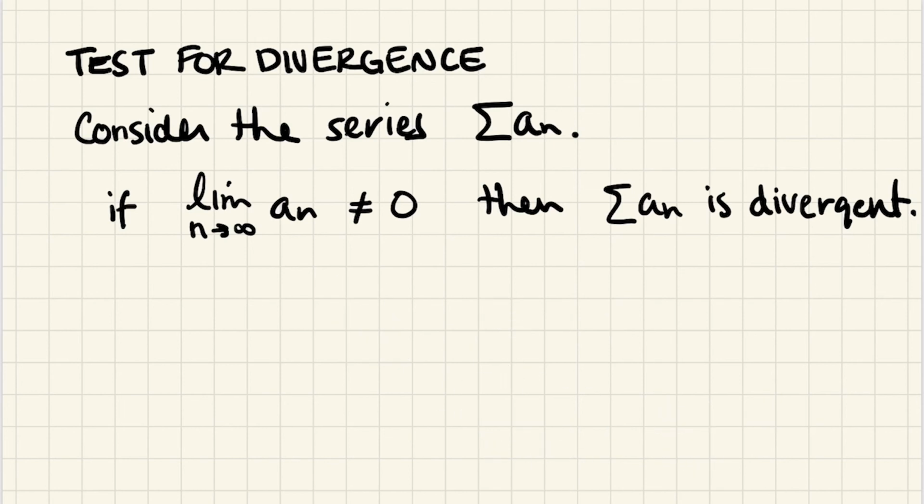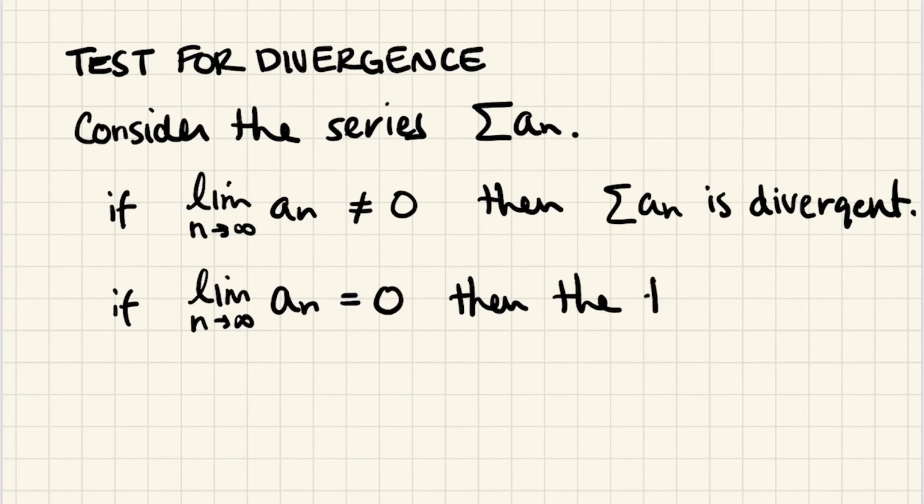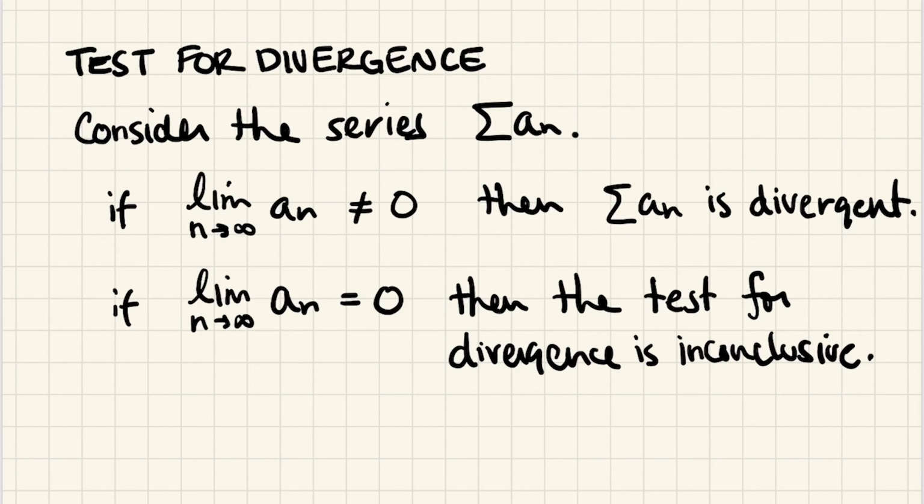All right. Now, what about if you evaluate the limit and you do get 0? Does that mean the series is convergent? Unfortunately, no. If you evaluate this limit and you get 0, then the test for divergence is inconclusive. One of the most common errors that I see is students working out the test for divergence and then getting the limit equaling 0 and going, well, it must be true that this series is convergent, which is false. We don't know. We can only conclude that the divergence test is inconclusive, which means we need to just do something else.